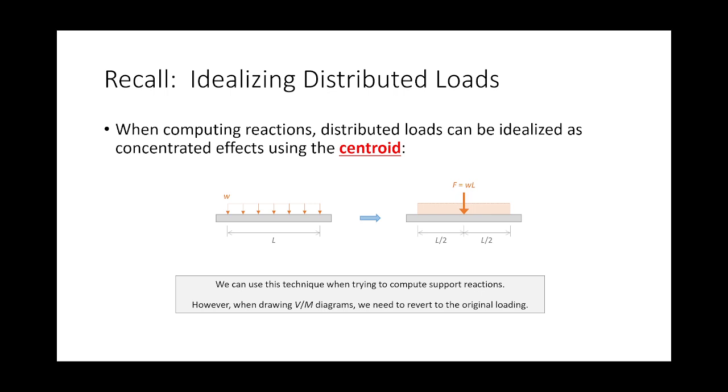We can do the same thing when we're trying to compute support reactions. But this is probably the most important point of today's lecture from a concept standpoint, and that is that when we do this, we're collapsing this into a point load to make the math easier when we compute support reactions. But then when we draw the resulting shear and moment diagrams, we have to recognize that this is the problem we were given at the beginning, not this. So we have to revert back to the original loading, because that's what's going on the structure.